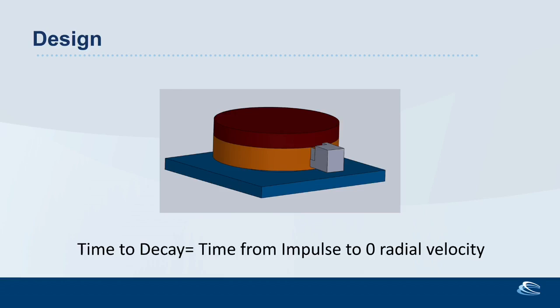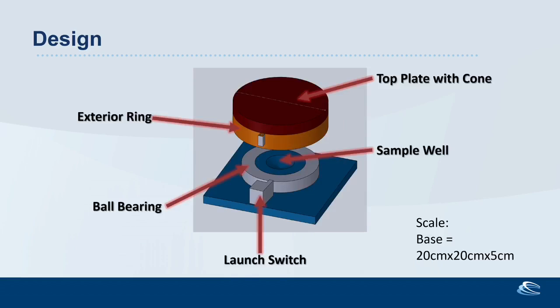And here you can see this red piece and this orange piece are coupled together, and there will be a smartphone on top. And here is a blowaway piece indicating the sample well, the exterior ring, the top plate with a cone that is interfacing with the sample, and then all this exterior ring and top plate are coupled to a ball bearing which are rotating independently of the sample well, so the only resistance that the whole apparatus is encountering is the viscosity of the sample.